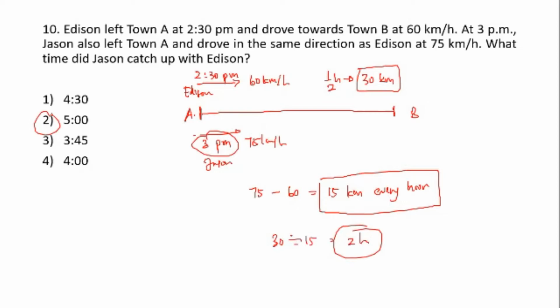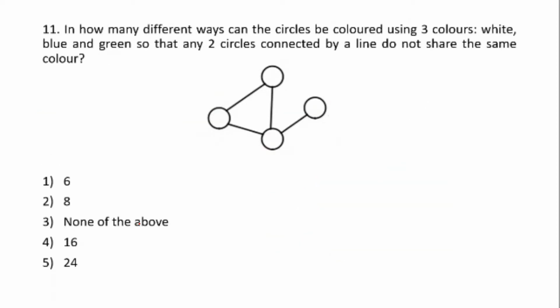All right. Question 11. In how many different ways can the circles be colored using 3 colors, white, blue, green, so that any 2 circles connected by a line do not share the same color? Now, let's say that the first circle here is blue. All right. Let's try to find out how many different combinations we can have. So let's say that this first is a blue. We can have white here, and then we can have green here, and still white here. Now you can see that no circles connected by a line have the same color.